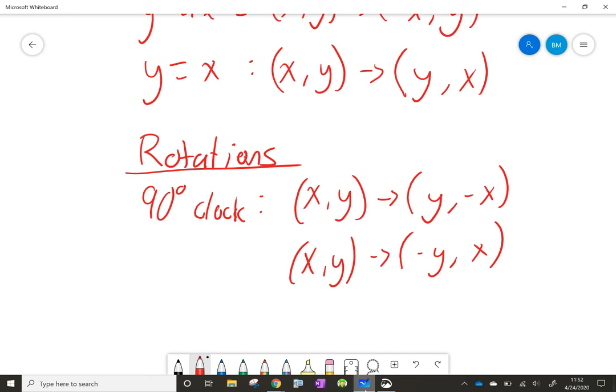Now, that was a 90 degrees counterclockwise rotation, right? 90 degrees counterclockwise.